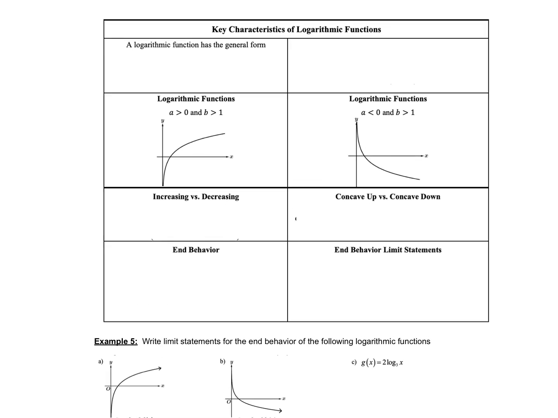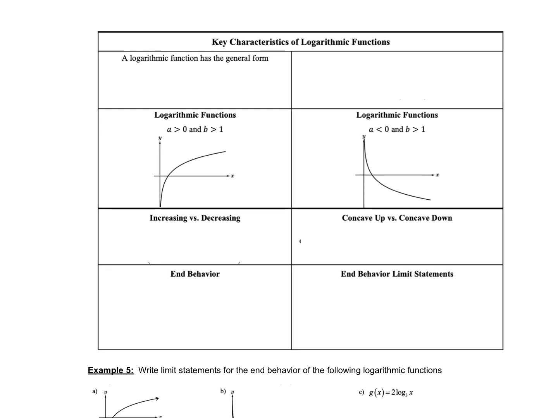All right, so let's jump in here. Let's talk about key characteristics of logarithmic functions. We know they are inverses of exponential functions, so I want to draw on what we know about exponential functions. Our general form is y equals a times log base b of x. A couple of rules. The base has to be greater than 0, so we can't have a base of 0.